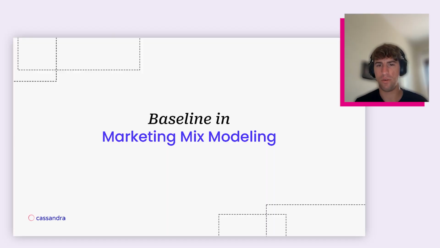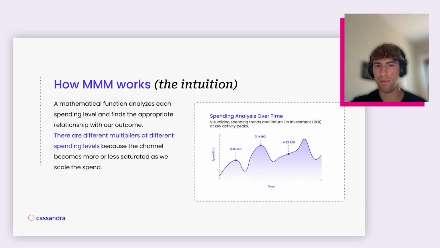I'm assuming you know what marketing mix modeling is and, more in general, its application. But today we are going to talk about one of the most misunderstood factors in MMM, which is the baseline. Let's take a step back. How is MMM able to assess and isolate each channel's incremental contribution? Looking wholly at the spending over time, how does it know that a specific channel drove those sales?